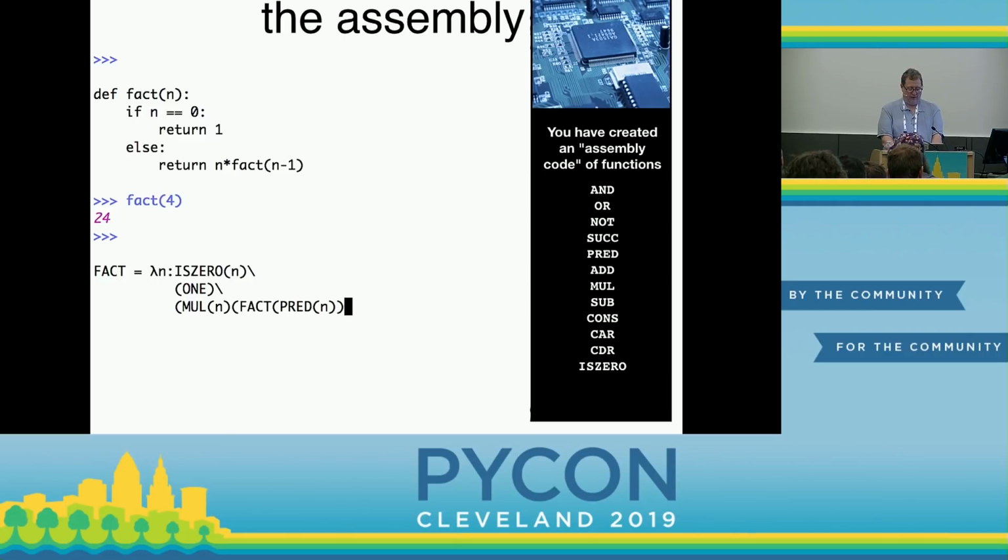Fair number of parentheses there. Make sure it's not a syntax error. Admittedly it's a little tough to wrap one's brain around, but it's almost a literal translation of the Python code into this kind of low level machine code. Is n 0? If it is, we're going to return 1. If it's not, we're going to multiply n by factorial of n minus 1, or the predecessor of n.